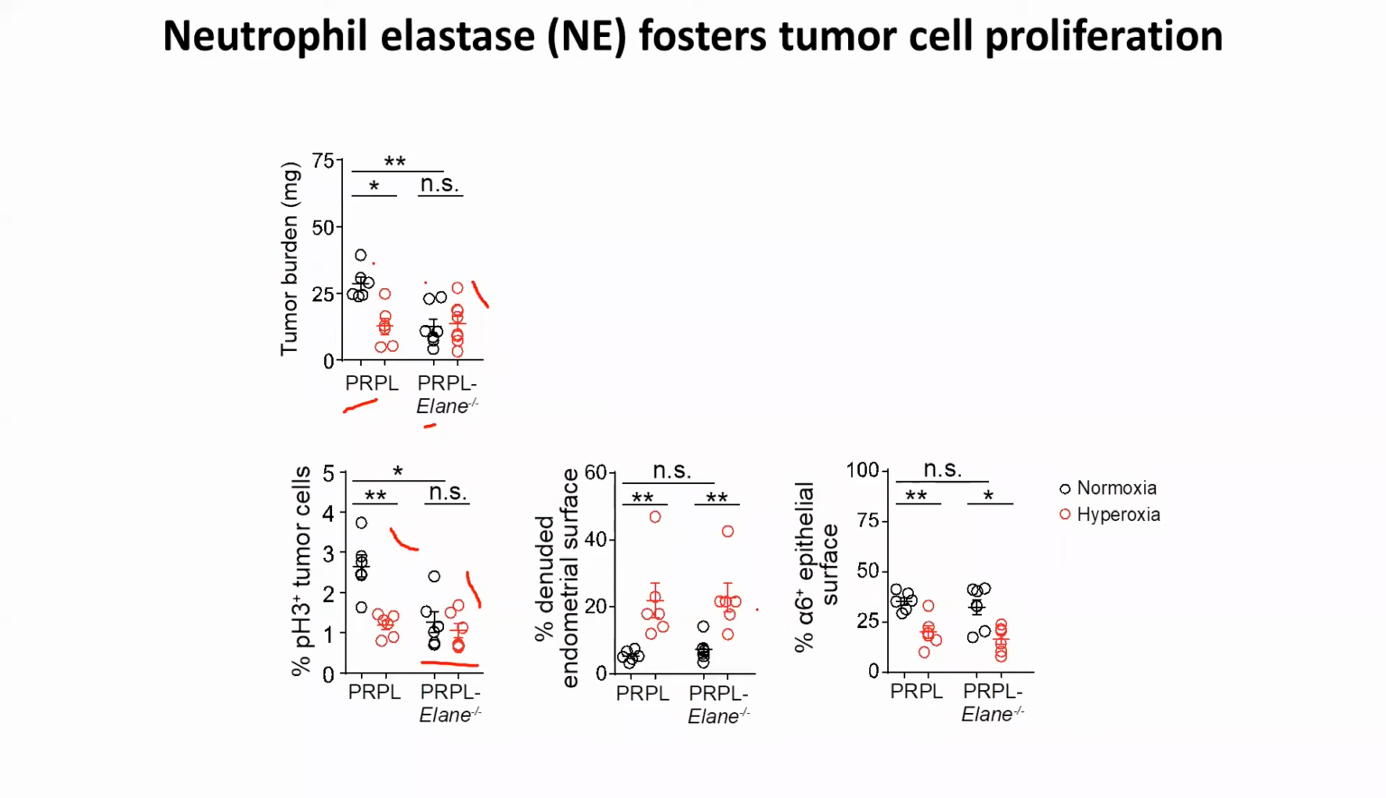Consistent with this role, we found that the percentage of denuded endometrioid surface was still increased upon relief of tumor hypoxia in this mutant, whereas the alpha-6 staining was still decreased in PMN elastase mice upon relief of tumor hypoxia, suggesting that neutrophil elastase doesn't play any role in the tumor cell killing.